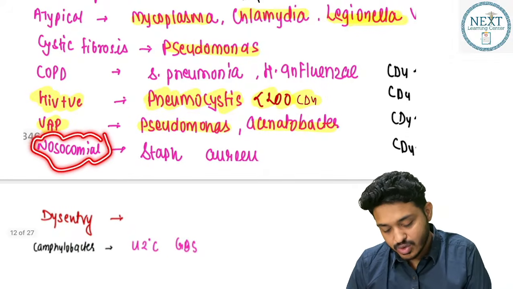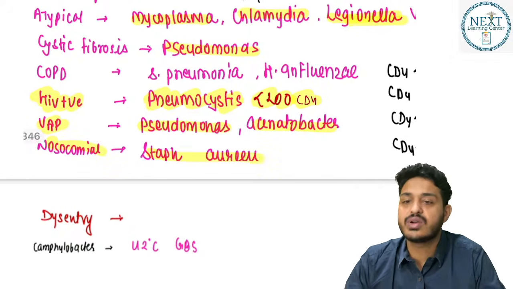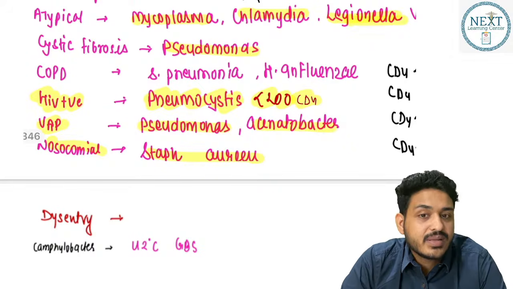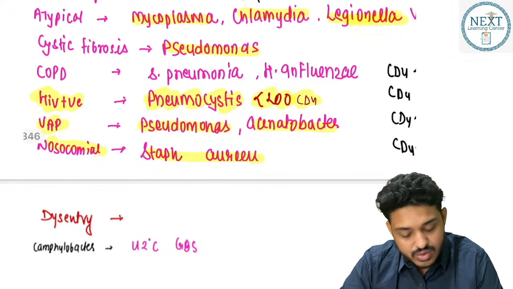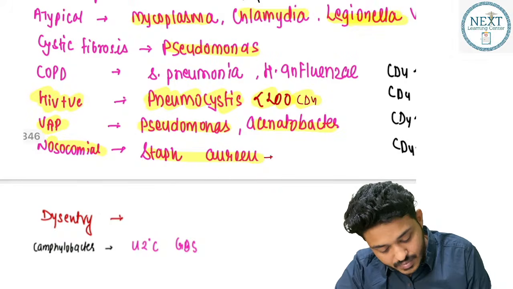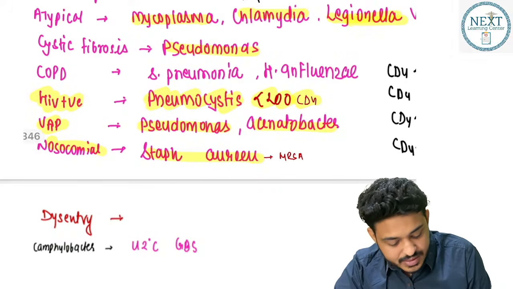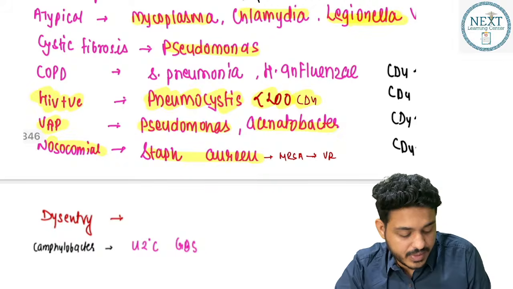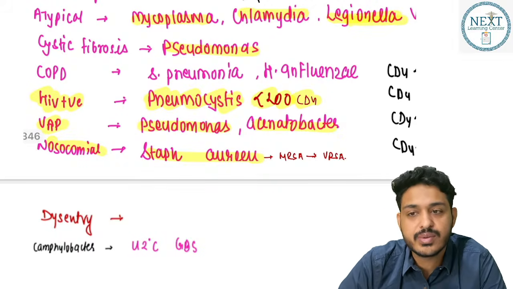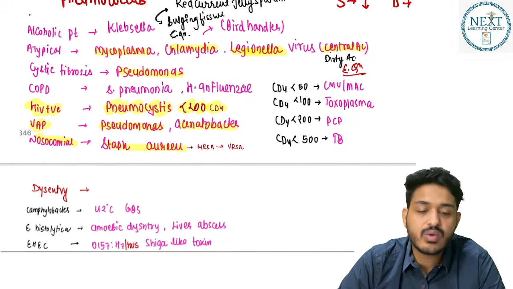Nosocomial infection, most common nosocomial infection is going to become what? Your staph aureus. And staph के बाद भी क्या होता है? MRSA, वर्सा, those infections can be there, right? So अगर किसी को pneumonia हो गया due to nosocomial, this is going to be MRSA और वर्सा pneumonia, right? This is going to be what? Pneumonia.